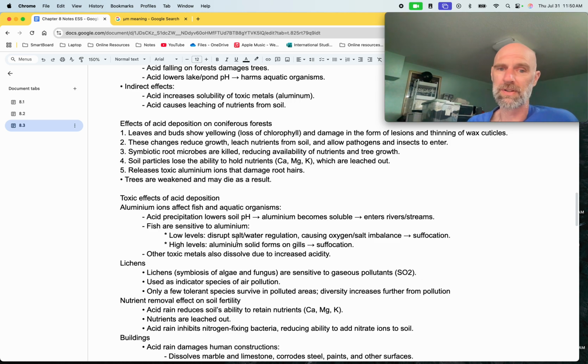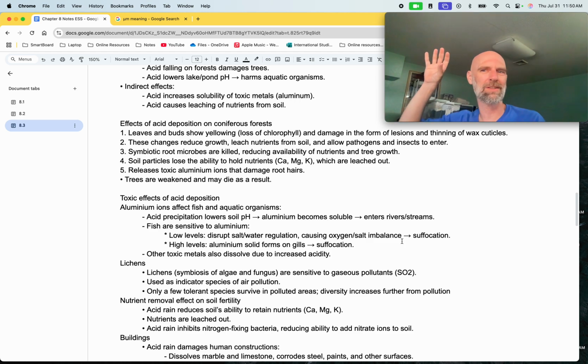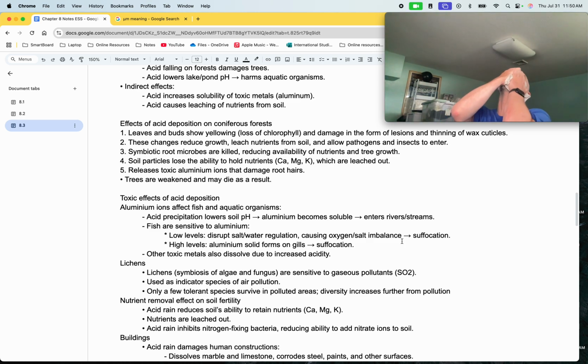Low levels disrupt salt regulation, so osmosis, causing oxygen-salt imbalances and suffocation. So that's with low levels. With high levels, the aluminum basically forms onto the gills and suffocates them directly. It's like the low levels reduce the oxygen in the room, and the high levels are basically taking a pillow or cloth and putting it onto the poor fish so it can't breathe.